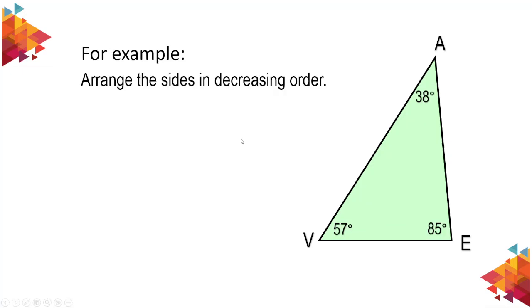So how about this? How do we arrange this in decreasing order? When you say decreasing, that means from the longest side to the shortest. So we will just use a ruler. Why not? But if you don't have one, how? So we have here the given angles. How do we use that to arrange the sides? Very simple. You don't need to fret. You don't need to worry. Just listen and go with the video.